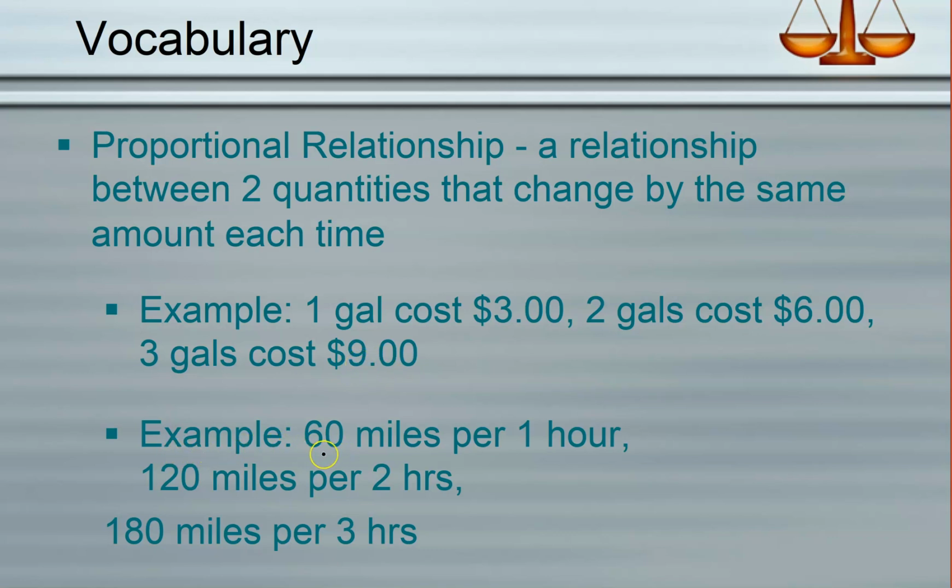Another example here is I have 60 miles per hour. So 60 miles in 1 hour, 120 miles in 2 hours, 180 miles in 3 hours. So what will be my constant? What was it changing by? It was changing by 60 every hour. So 60 will be my constant.